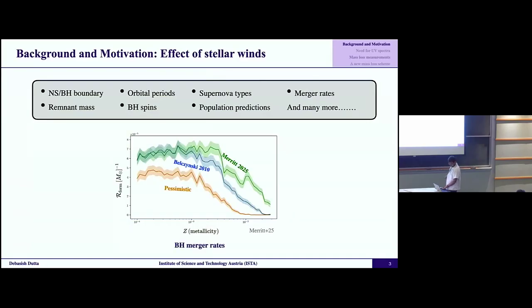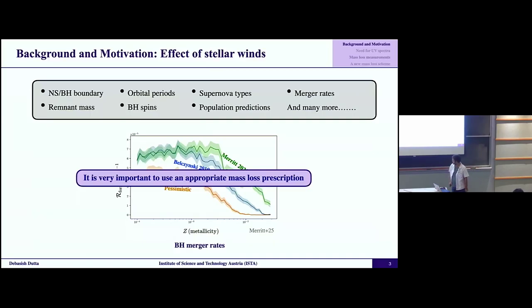Here I have metallicity versus the formation rate of merging black holes with three different wind schemes. And as we can see, three different wind schemes can lead to completely different predictions of our merger rates. So it is very important to use an appropriate mass loss prescription.